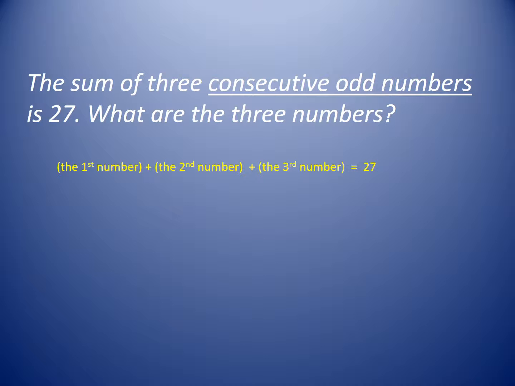Let's start this just the way we did the previous problem. We'll write sort of a pseudo equation here, rephrasing the original question. So we'll say the first number, we're going to add the second number to it, and then we're going to add the third number to that, and the sum of those 3 has to be 27.